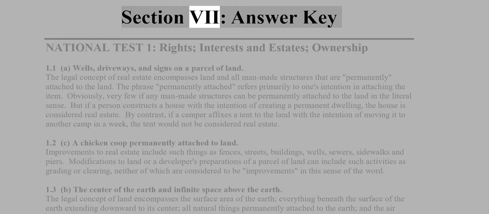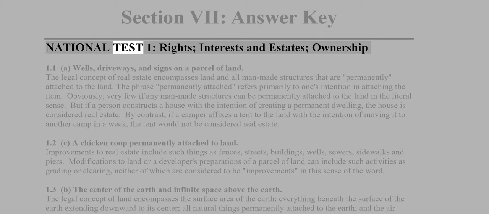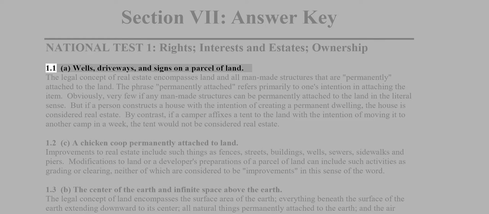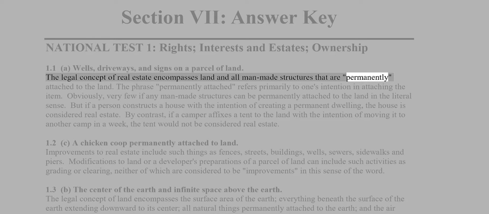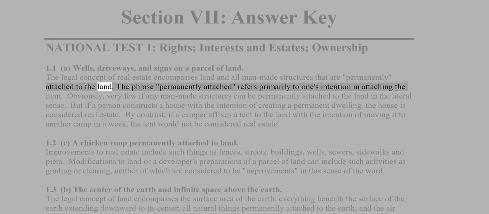Section 7, Answer Key, National Test 1, Rights, Interests and Estates, Ownership. 1.1 A. Wells, driveways, and signs on a parcel of land. The legal concept of real estate encompasses land and all man-made structures that are permanently attached to the land.